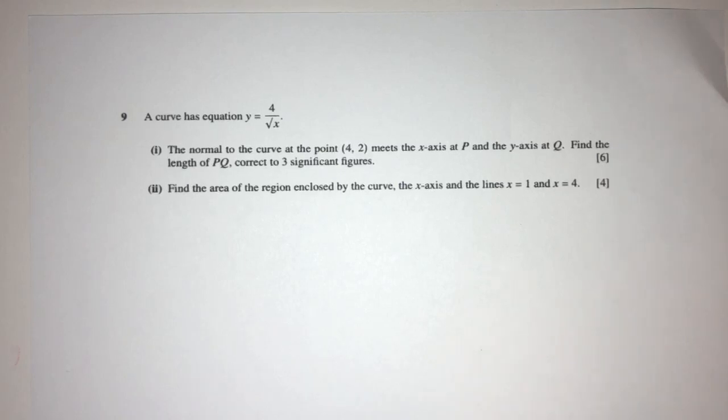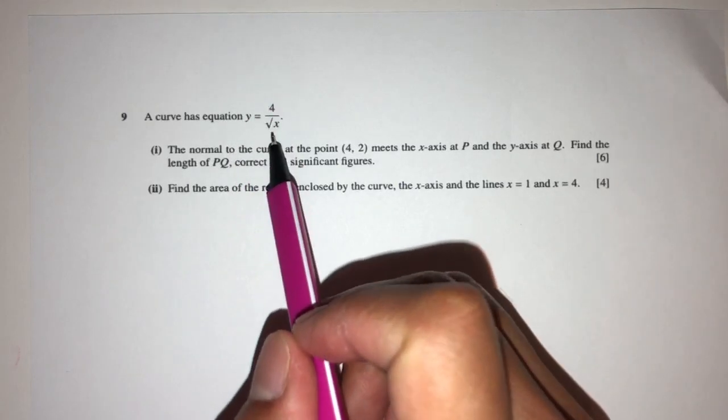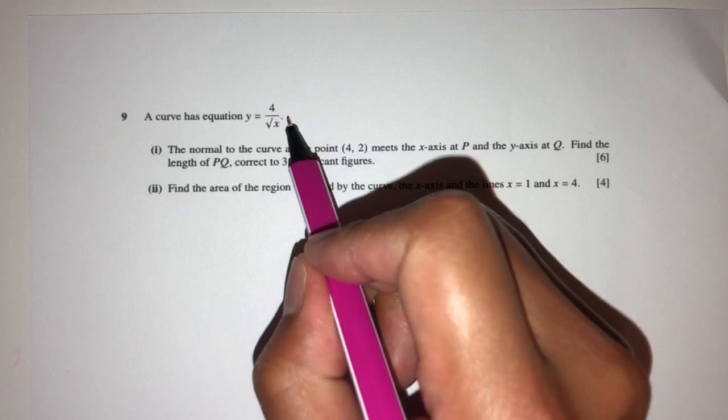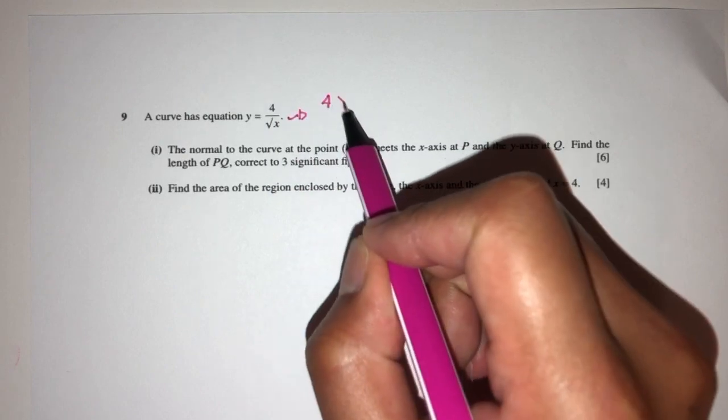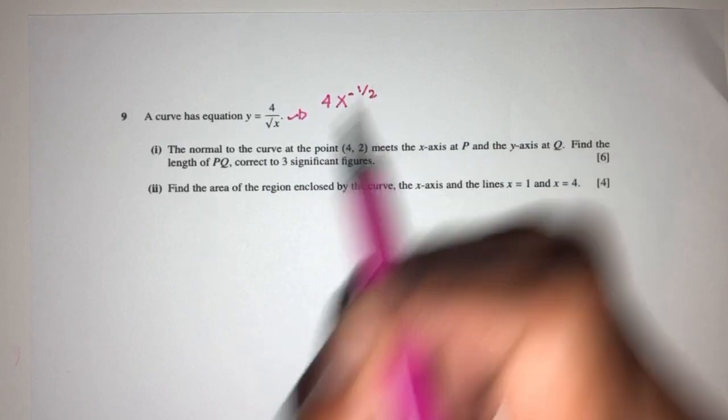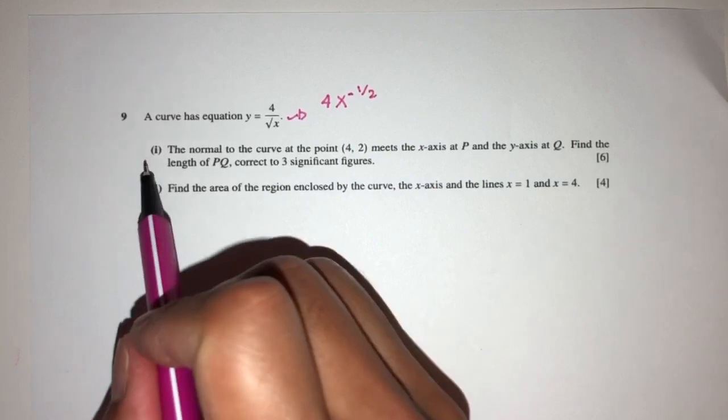Let's move on to the next question. A curve has equation y equals 4 over root of x. Now we realize that we can rewrite this as 4x to the power of minus half. Right. Now what else? Part 1.